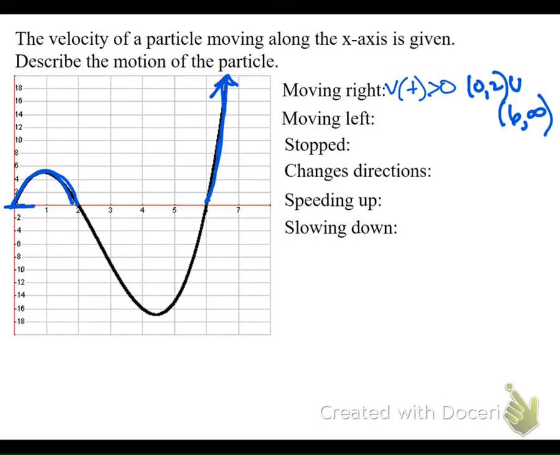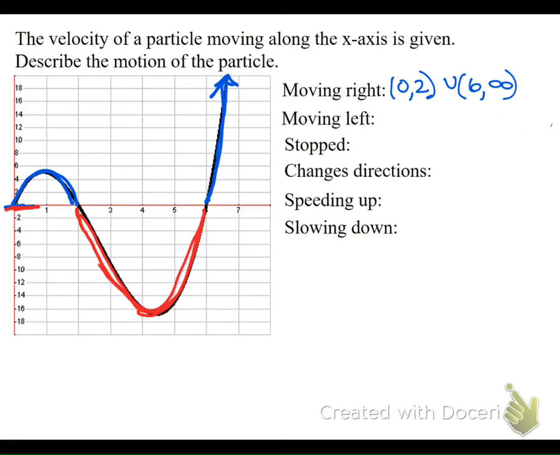So everything in blue is moving to the right. Moving to the left would be when velocity is negative. And again, this is velocity, so it's negative when it's below 0. This is moving to the left when velocity is negative. Okay, so moving to the left would be from 2 to 6. Okay, before you move on, study that. Everything above 0 is velocity positive, moving right. Everything below 0 is velocity negative, moving left.